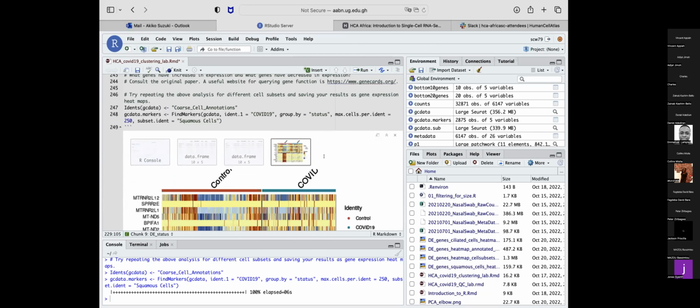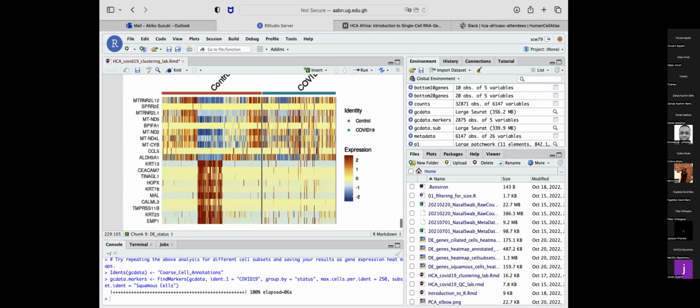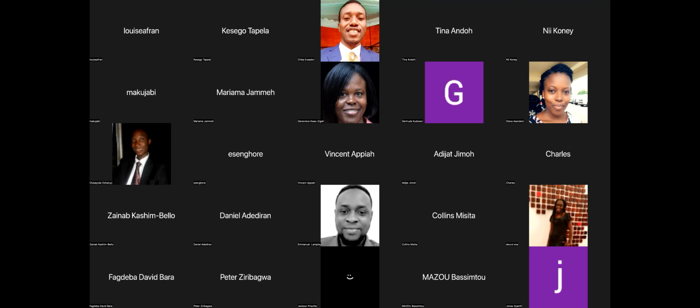And so this is basically the result for squamous cells. And then I also have the result for ciliated cells. So I'm going to share my slide.